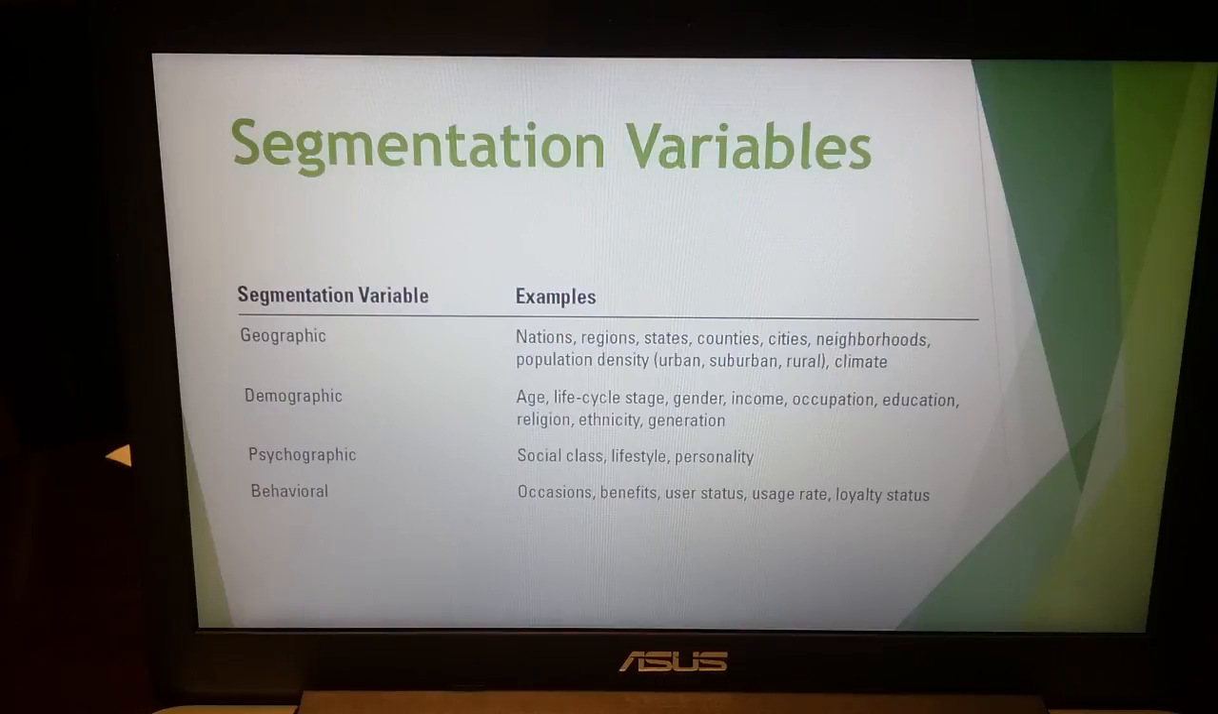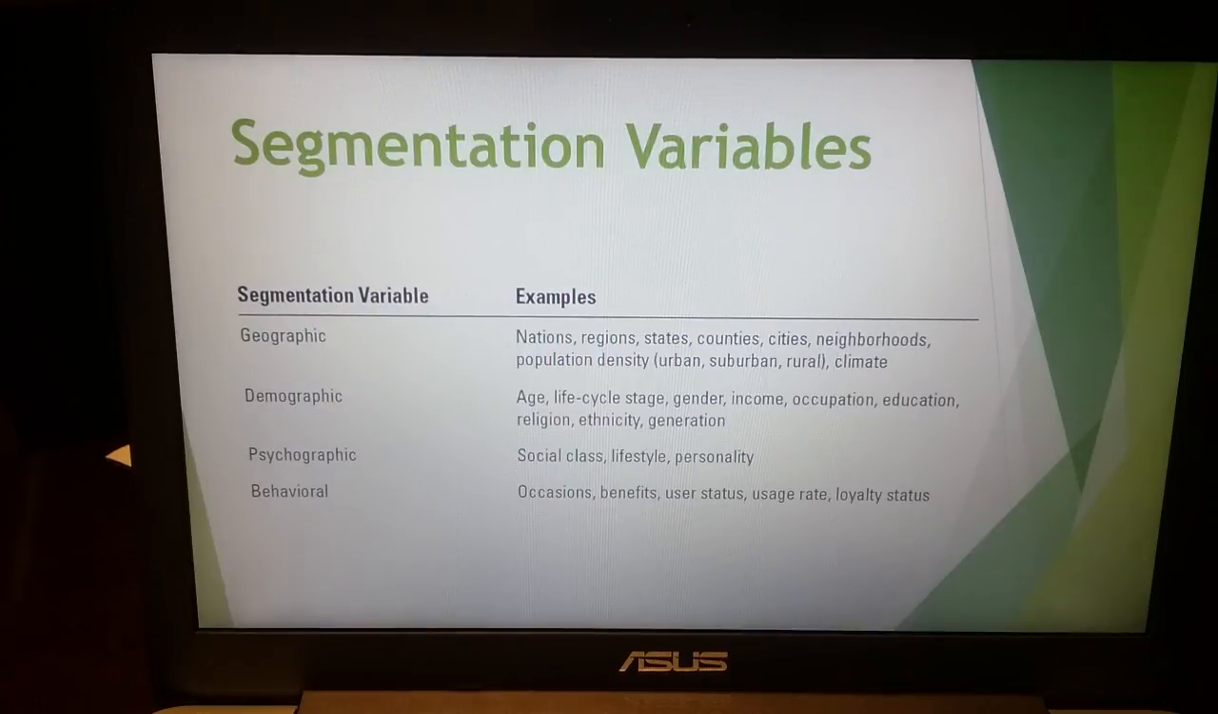Then demographic, we've talked about demographics before. Demographics, of course, are an objective way to measure populations, including age, life cycle stage, gender, income, occupation, education, religion, ethnicity, and the generation that you're from. Remember, we talked about that. There's Generation Y, Generation X, baby boomers, that kind of thing. Psychographic is your social class, your lifestyle, your personality. So essentially, how do you spend your time and money, and what are your attitudes and opinions? And behavioral is why did you buy the product, and how do you use the product, and how loyal are you to a certain brand?